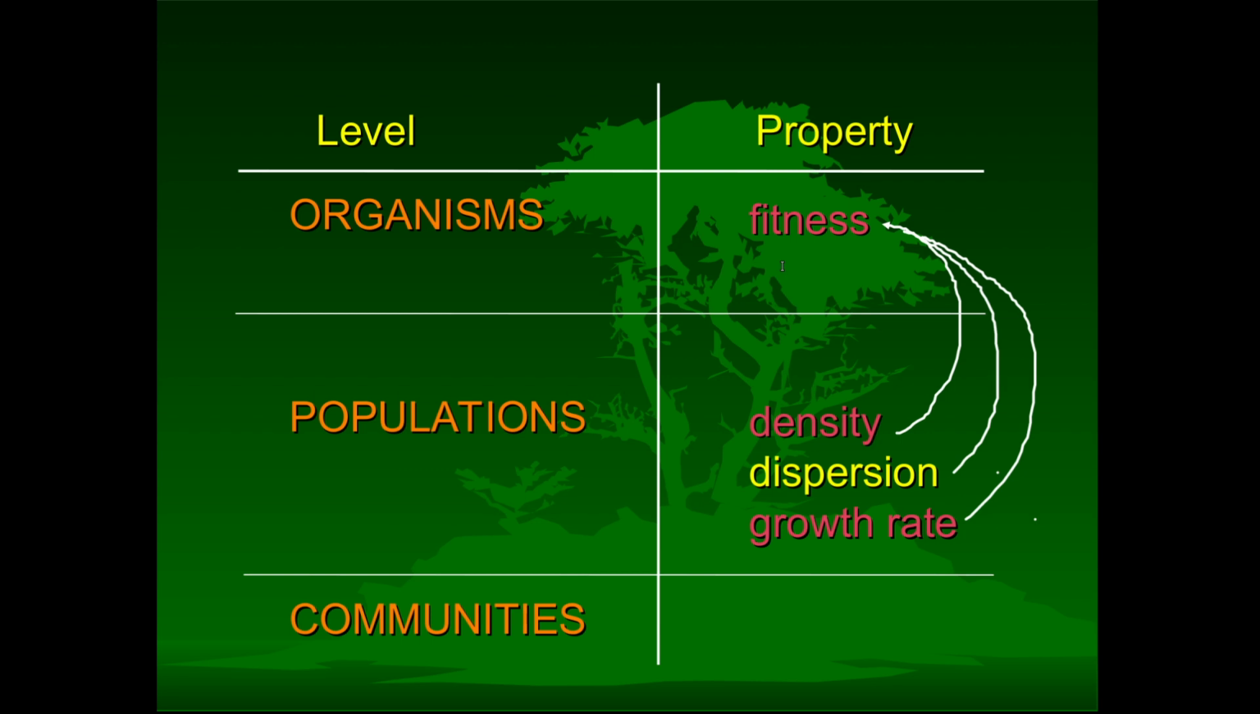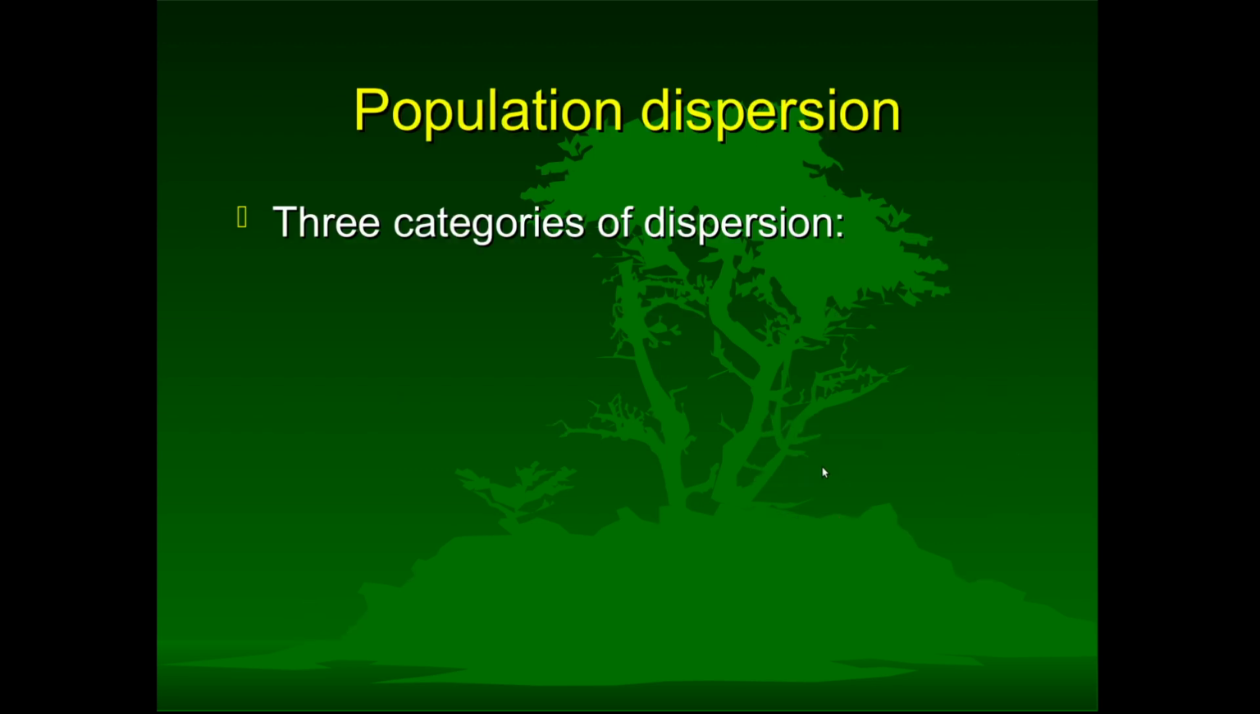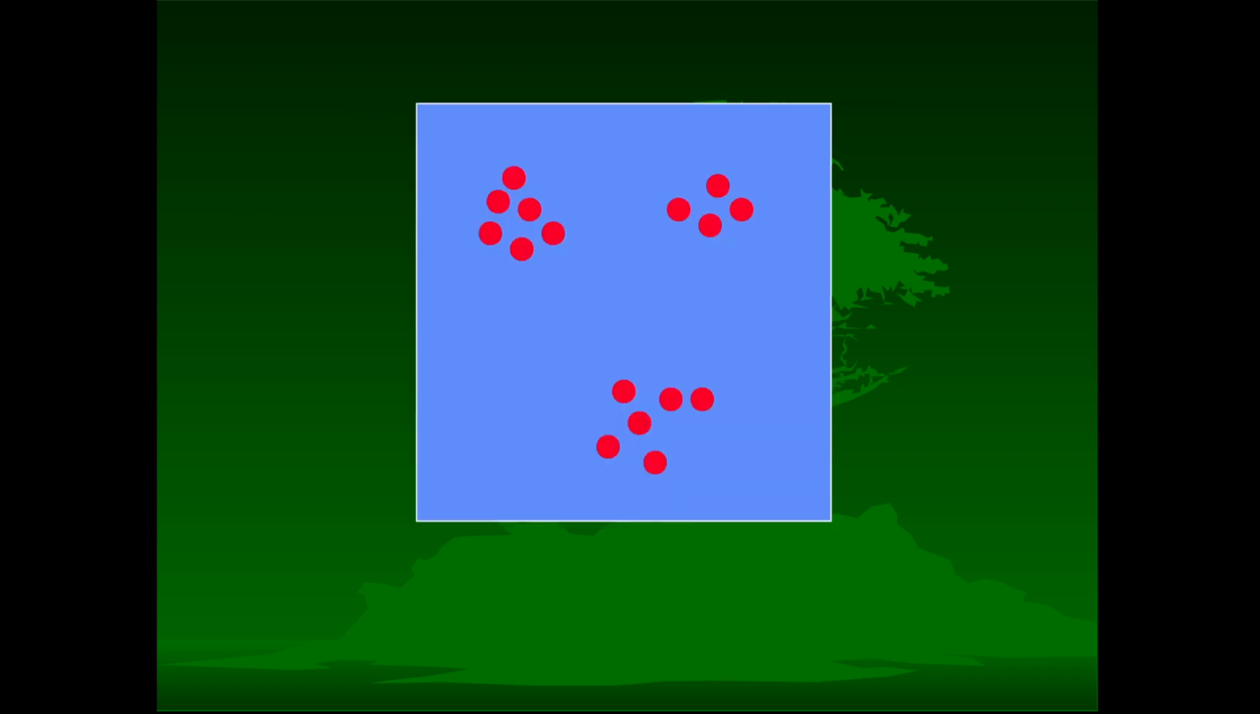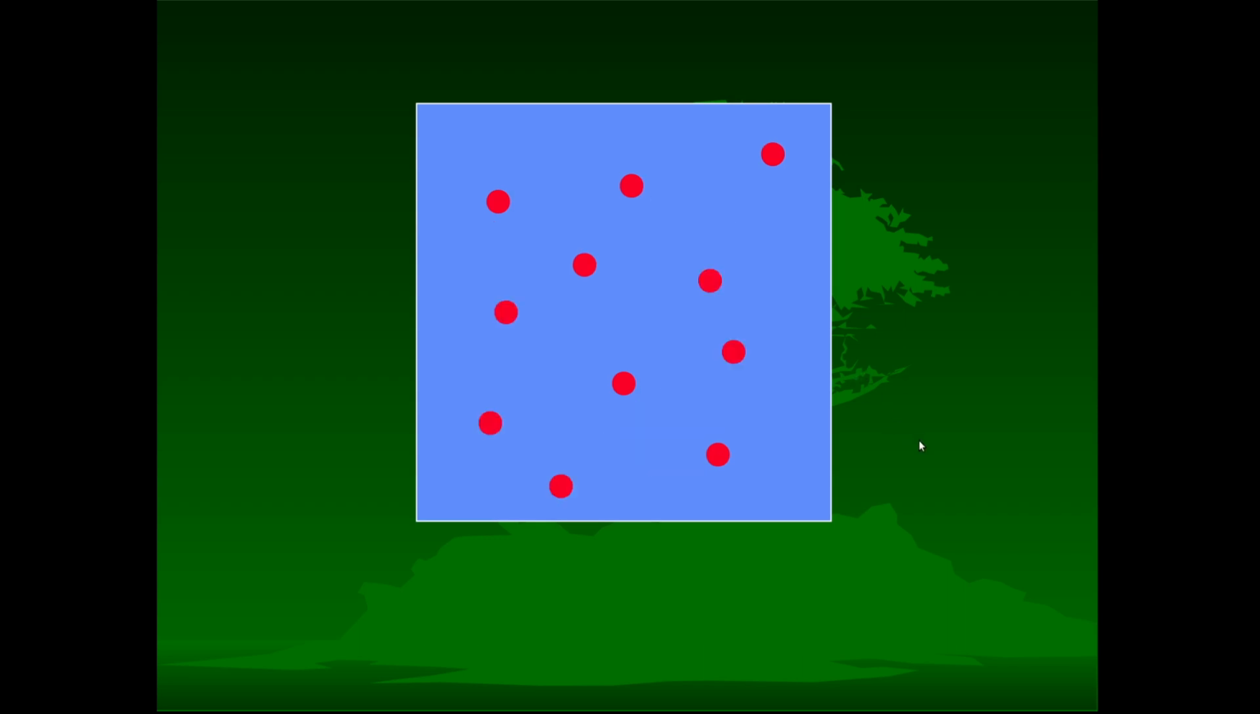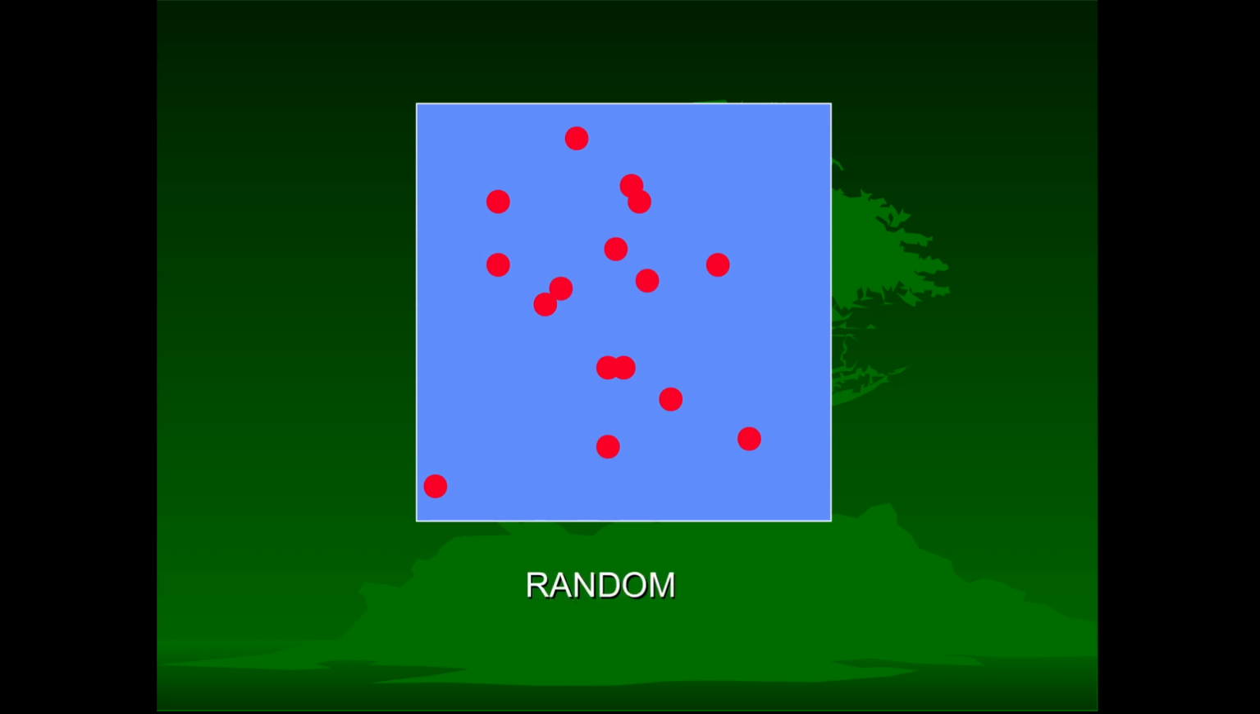So, let's start with population dispersion. Dispersion is simply the arrangement of individuals in space within a population, and there are three possible kinds of population dispersion. We've got clumped, which is also called aggregated or patchy in English. We've got uniform, which is also called spaced. And then we have random dispersion.